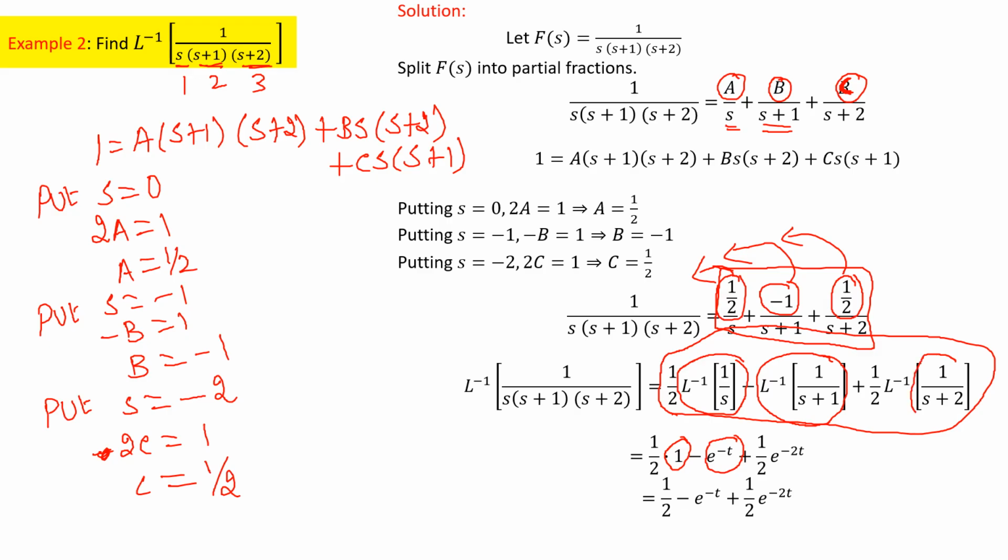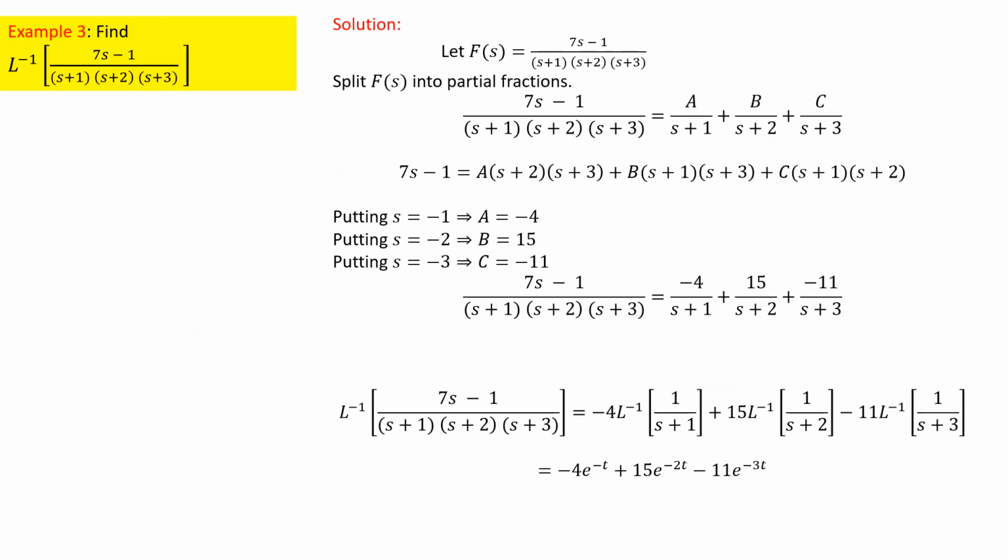From the third term, we know that 1 over s plus 2 is going to be e power minus 2t. So my final answer is 1 over 2 minus e power minus t plus 1 over 2 e to the power minus 2t.